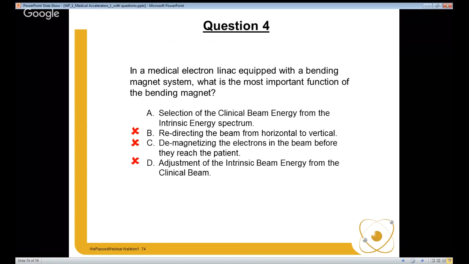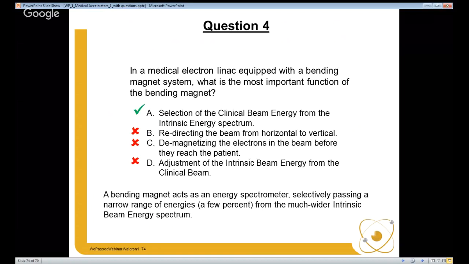No, in fact, it's quite the opposite. We are selecting the clinical beam energy from the intrinsic energy spectrum. This is the main function of the bending magnet, to get that narrow energy out of our machine for treatment.